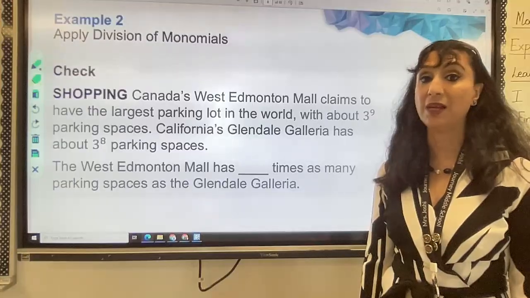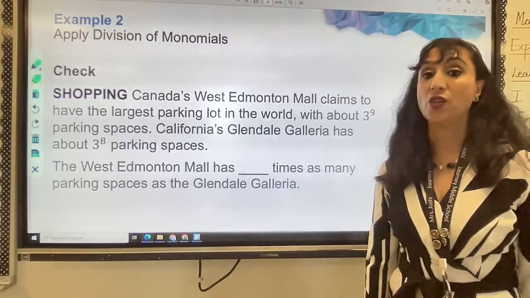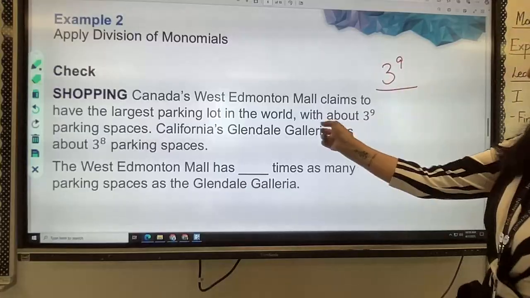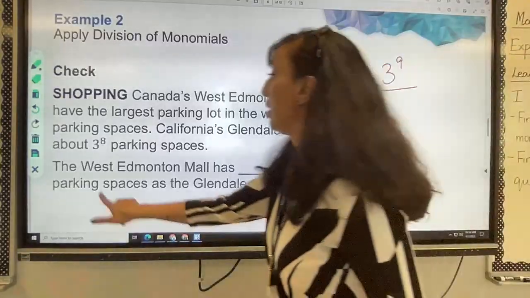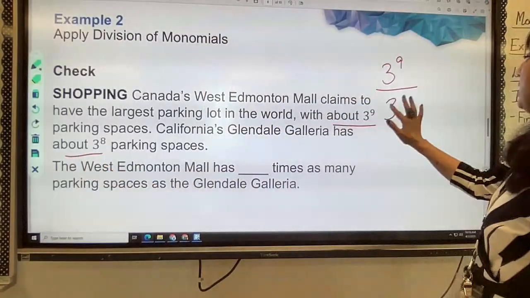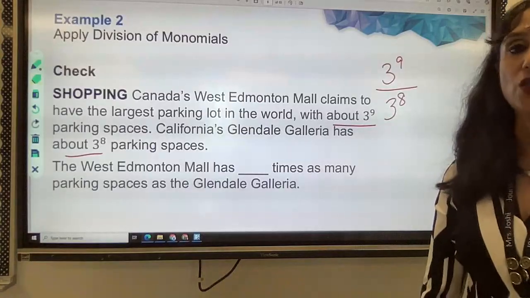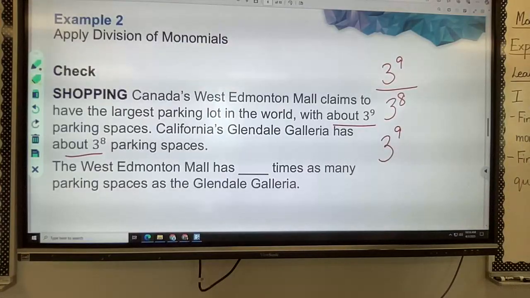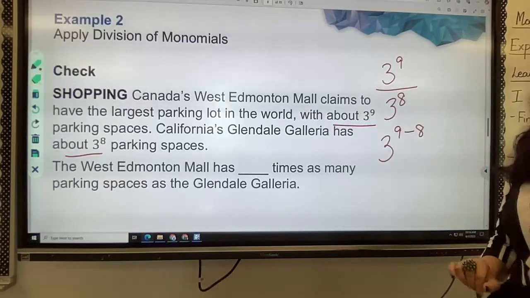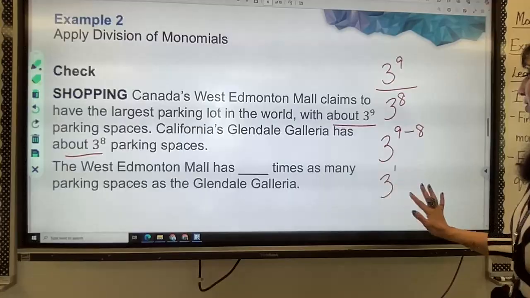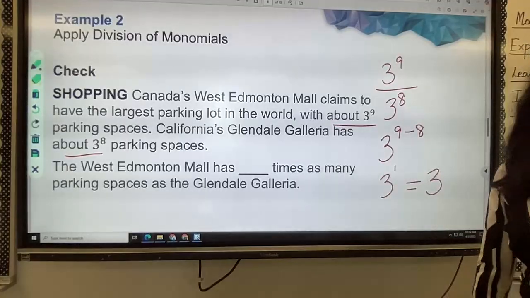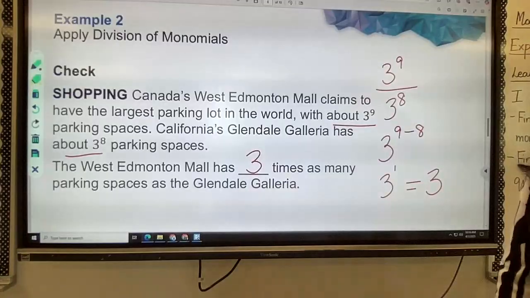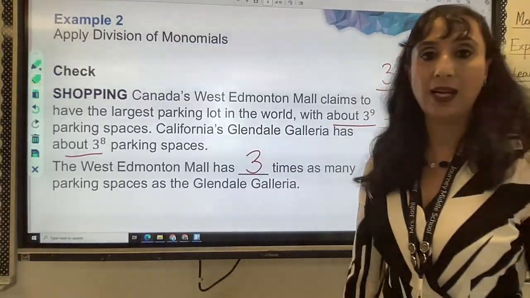So it's saying how many times, that means we are dividing, okay? So we have 3 to the 9th power over 3 to the 8th power. And so I am going to use my quotient of powers property, and I subtract the exponents, and I get 3 to the 1st power, which is nothing but 3. So the West Edmonton Mall has 3 times as many parking spaces as the Glendale Galleria.